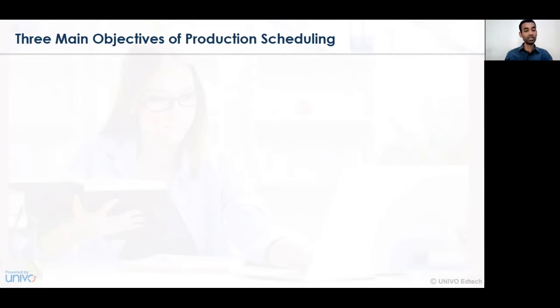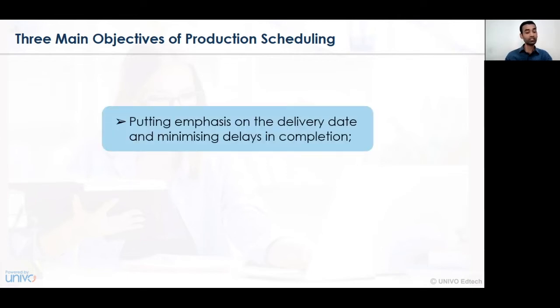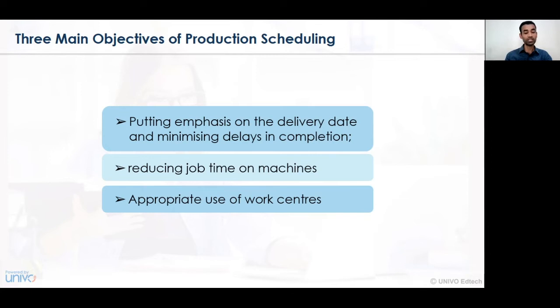Now let's understand the three main objectives of project or production scheduling. The three main objectives of production scheduling are putting emphasis on the delivery date, that is a specified time period, reducing the job time on machines, and lastly, appropriate use of the work centers.